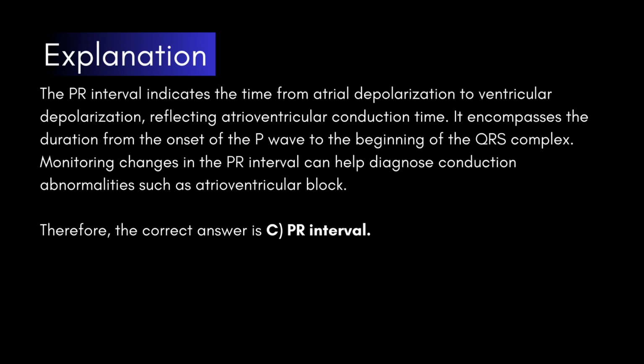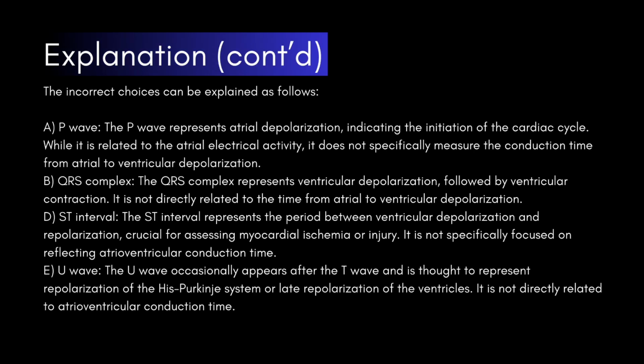It encompasses the duration from the onset of the P wave to the beginning of the QRS complex. Monitoring changes in the PR interval can help diagnose conduction abnormalities such as atrioventricular block. Therefore, the correct answer here is C, PR interval. Let's go ahead and take a look at why the other answer choices are incorrect.